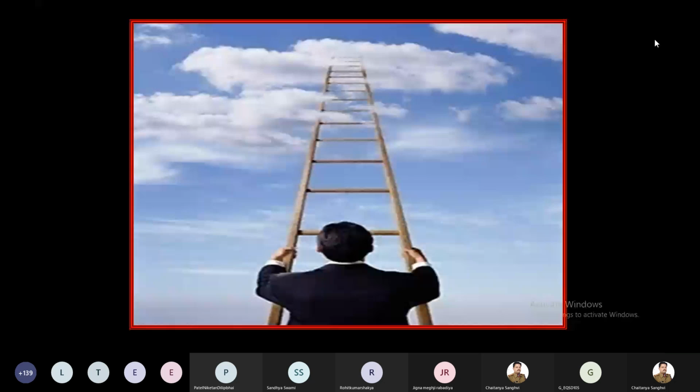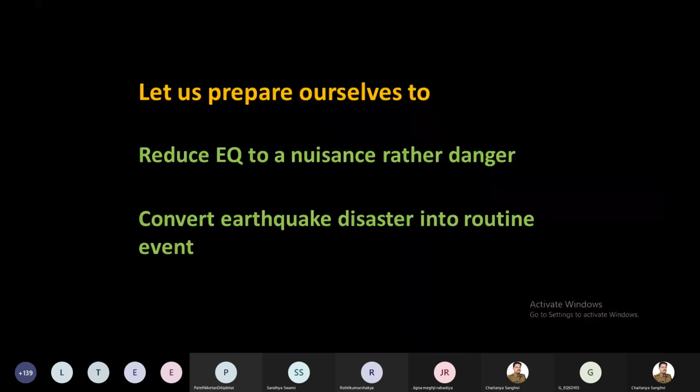So this is the last message I want to give. Let us prepare ourselves to reduce earthquakes to a nuisance rather than a danger. Convert earthquake disaster into a routine event. That is what is required. Reduce earthquake to a nuisance rather than danger, and convert earthquake disaster to a routine event. This is what the Japanese people have done, and this is the thing we have to do here.